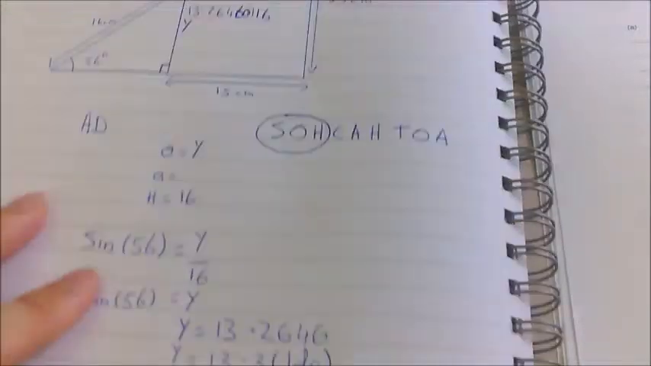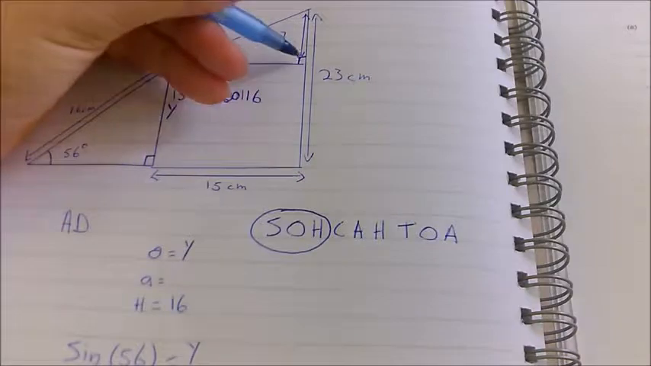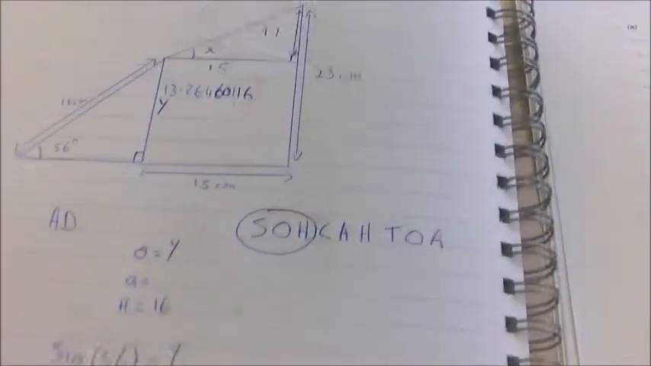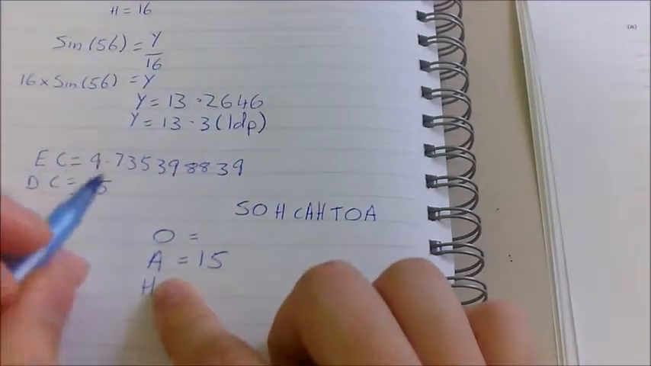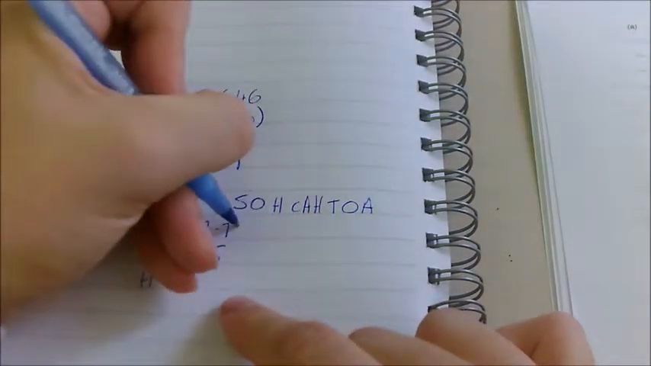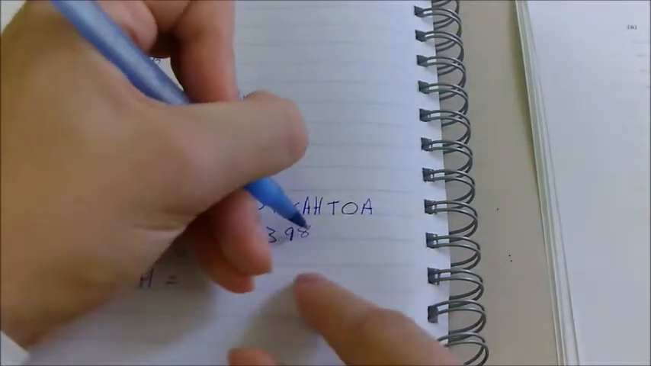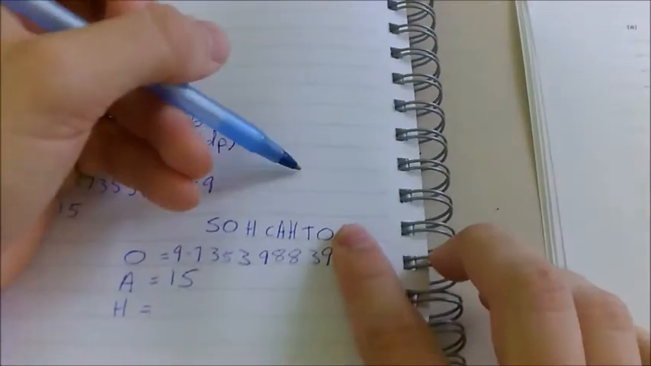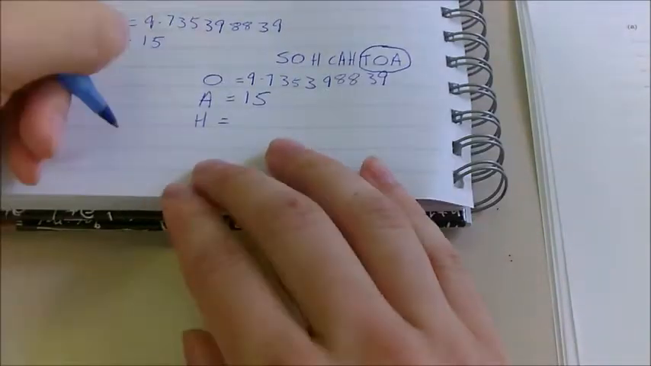So on the diagram, I know the adjacent because it's in between the angle and the right angle. So the adjacent is 15. And then the opposite is, because it's opposite the angle, 9.7 something something something. So I'm going to write the full number in, 9.7353988339. So I've got the O and A, which means I'm going to be using TOA. So I'm going to circle TOA.